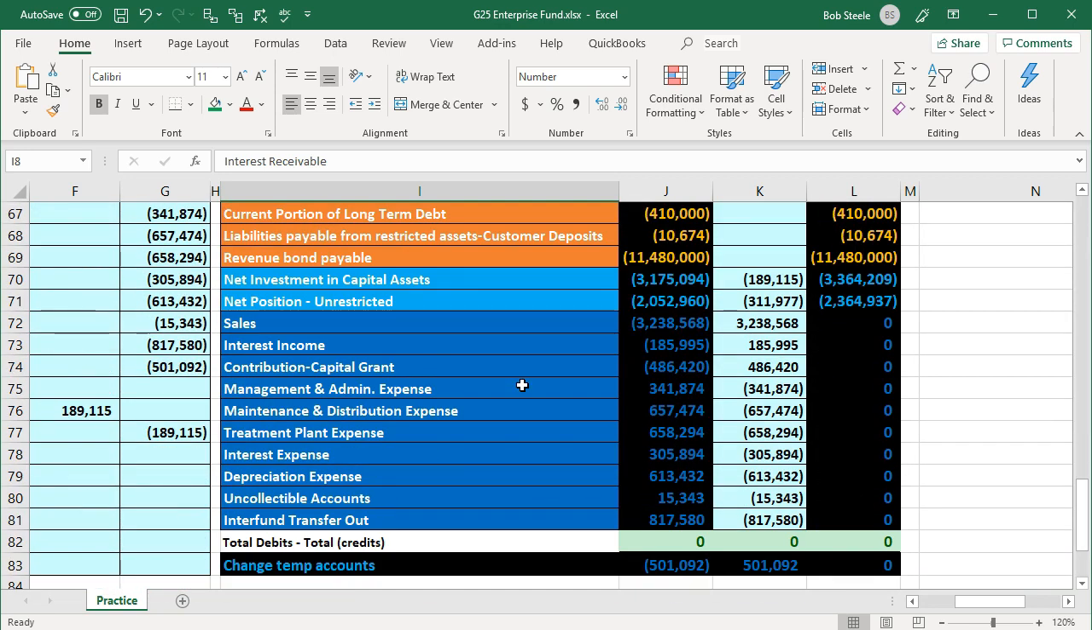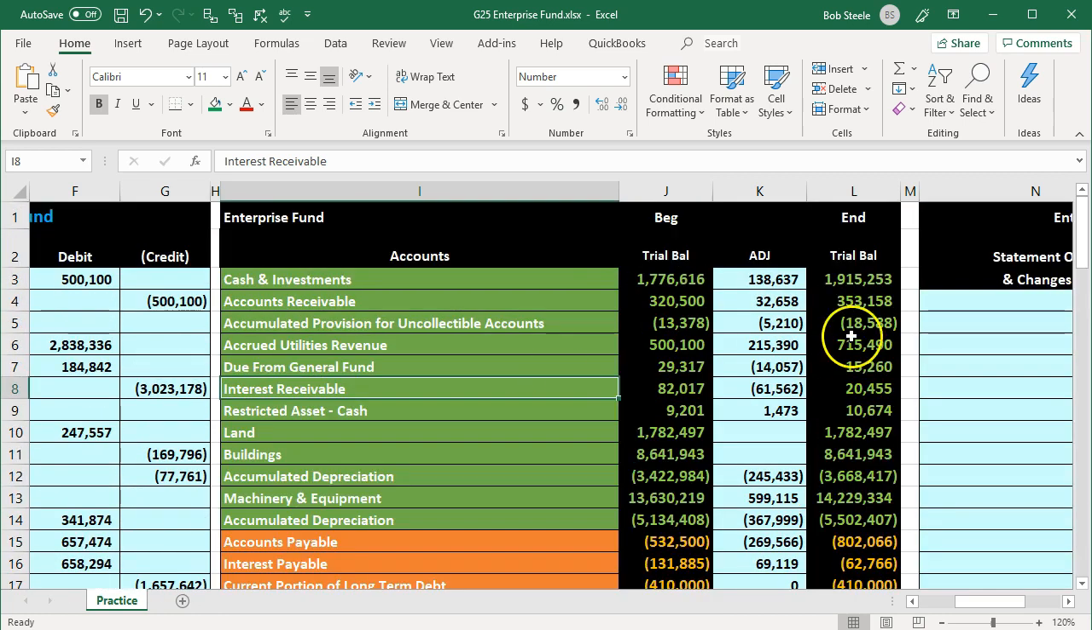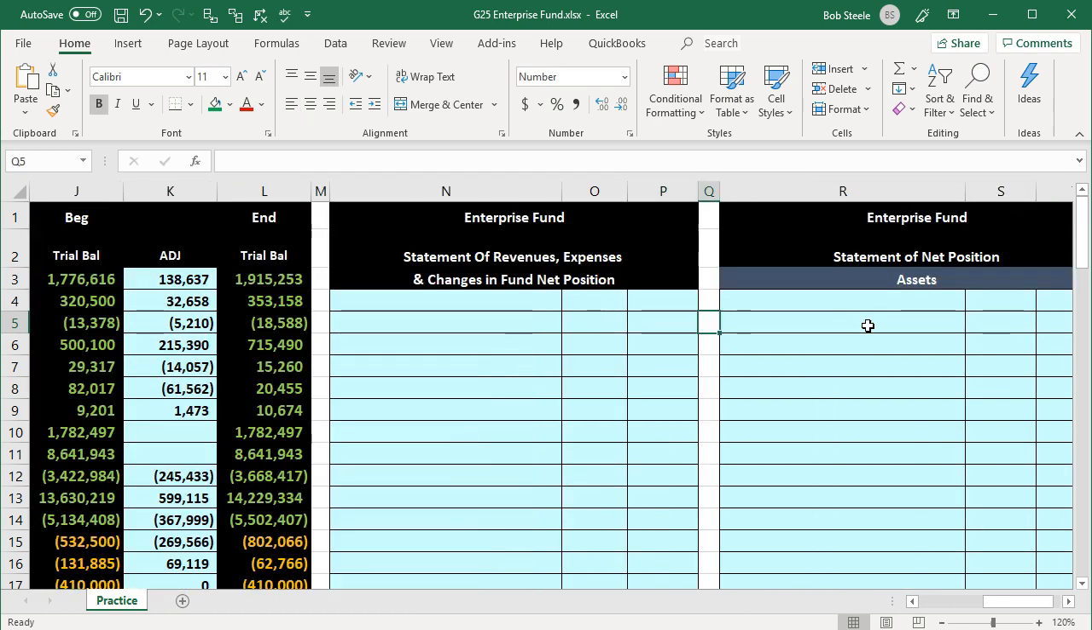What we're going to do now is scroll back up to the closed adjustments, or the trial balance, or the ending trial balance. We're going to take those numbers to make the financial statements, those financial statements being the statement of revenues, expenses, and changes in fund net position, like the income statement account, and then the statement of net position, like the balance sheet account, if we were talking about a for-profit type of organization. So to do that, we're going to scroll back over.